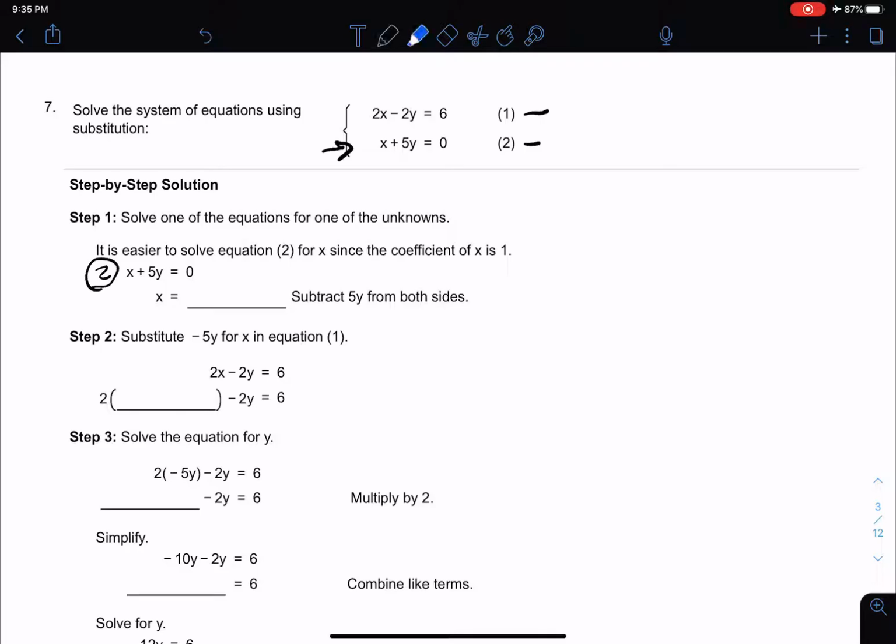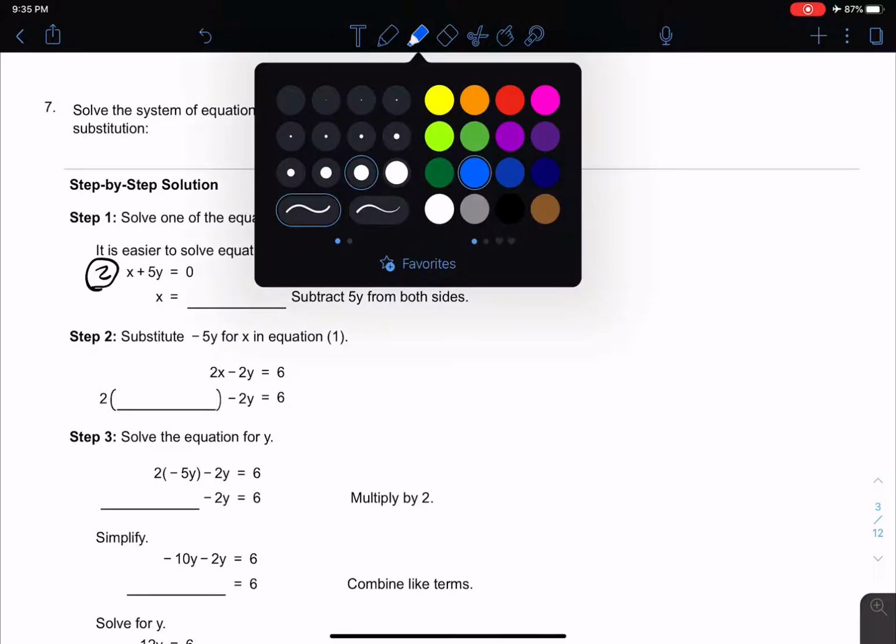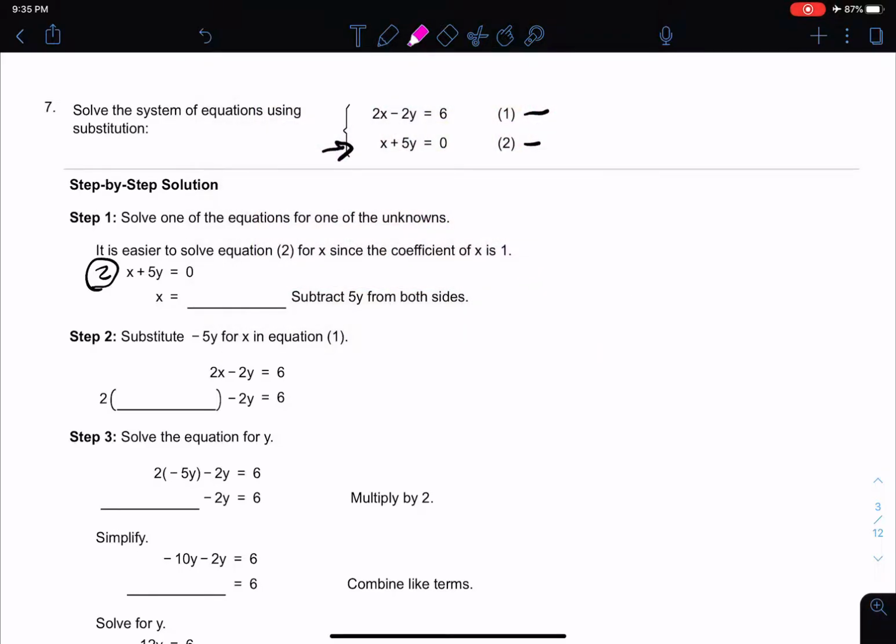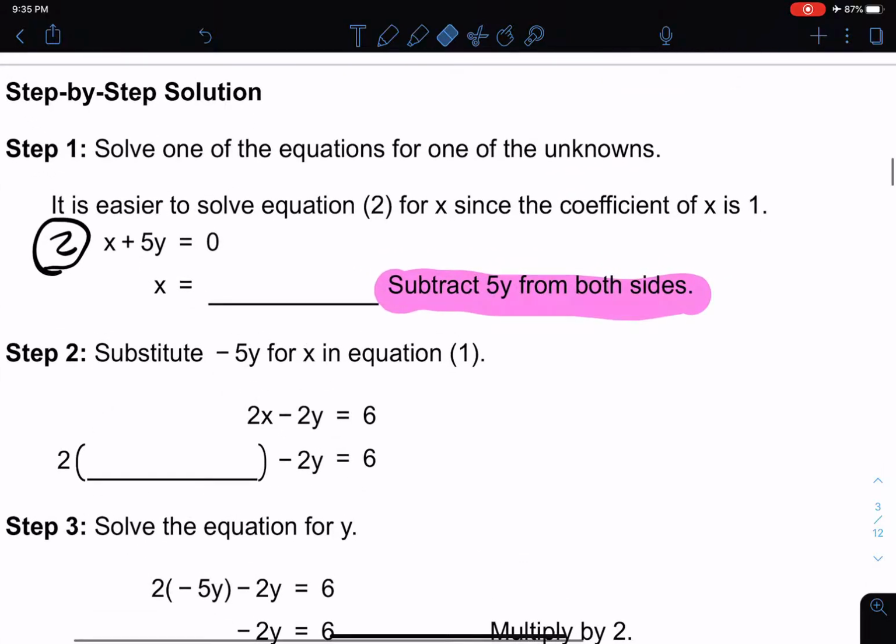So what they're asking us to do is take this equation number 2 right up here and subtract 5y from both sides. Okay, well, if I subtract 5y from both sides, you can see there's not a lot of space here.